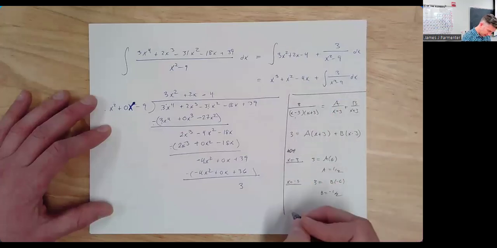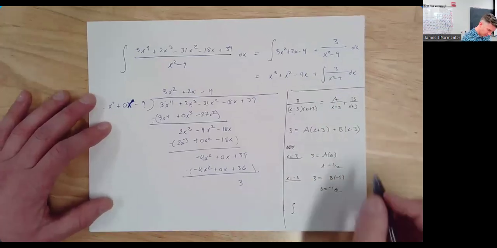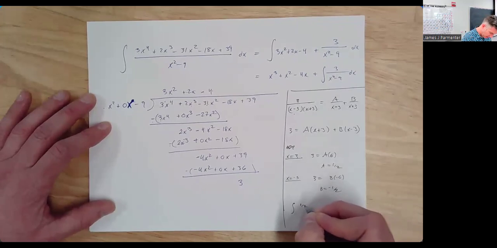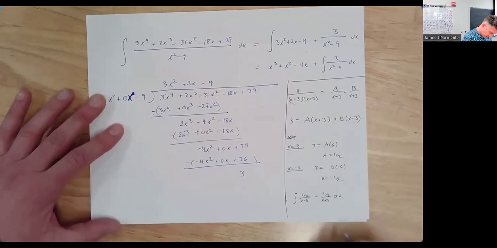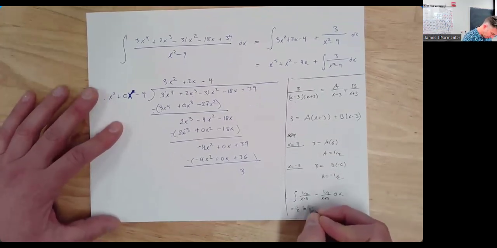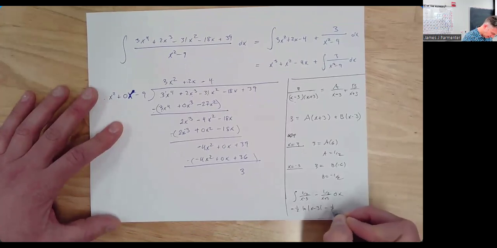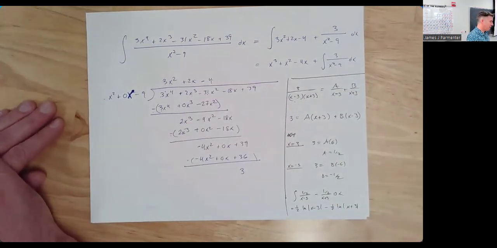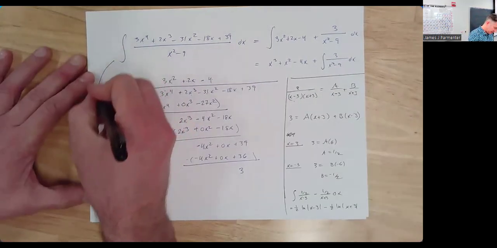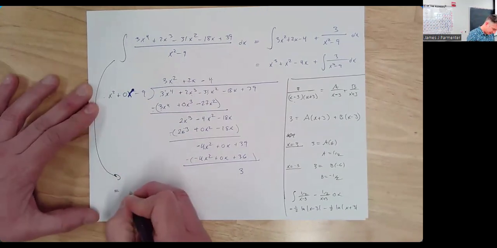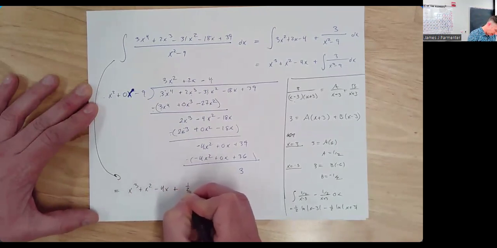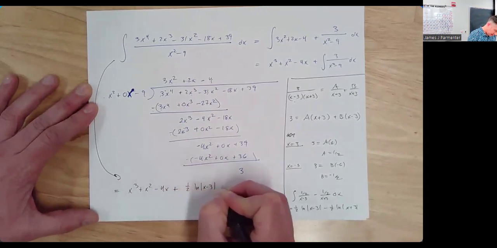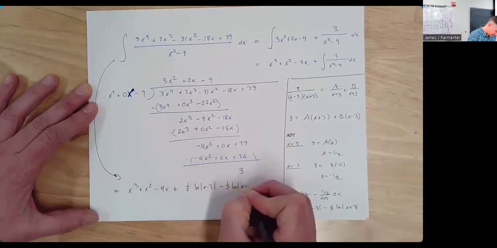And then you're going to end up integrating 1/2 over x minus 3 minus 1/2 over x plus 3, which will end up being 1/2 natural log of the absolute value of x minus 3 minus 1/2 natural log of the absolute value of x plus 3. So then that'll be what goes in right there. I guess I can write the final answer down here. The final answer would be x cubed plus x squared minus 4x plus 1/2 natural log of x minus 3 minus 1/2 natural log of x plus 3.